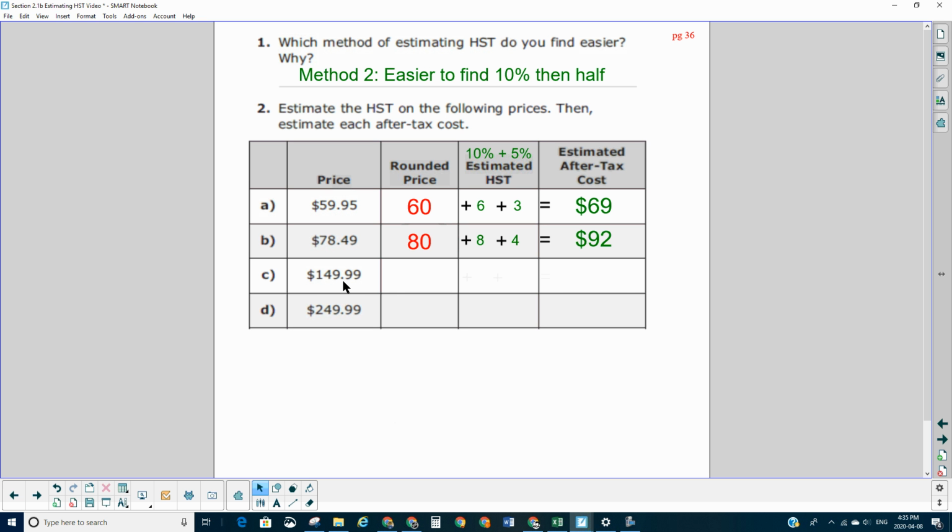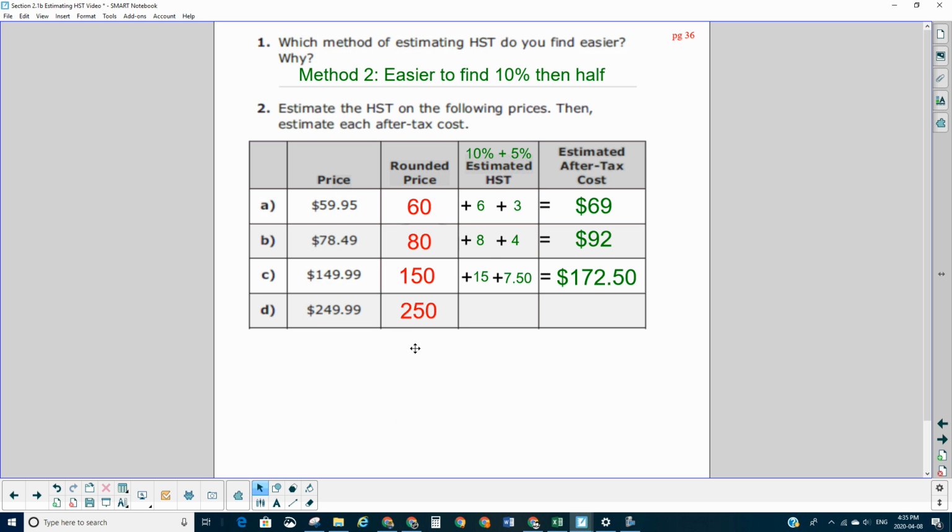How about $149.99? Round it to the nearest dollar is $150. Much easier number to work with. 10% of $150, move the decimal place left, is $15. Half of 15 is 7.5. And add all of these up, $150 plus the $15 plus $7.50, and we'll have an estimate of $172.50.